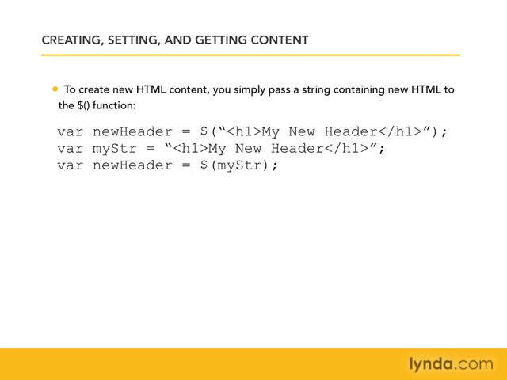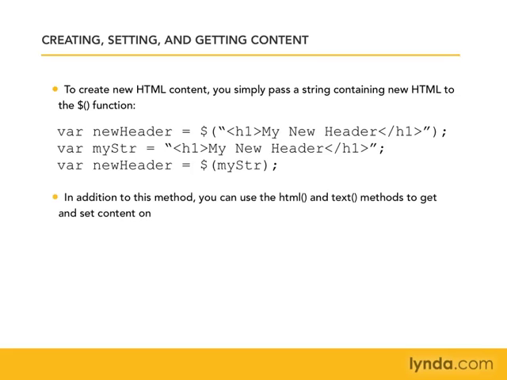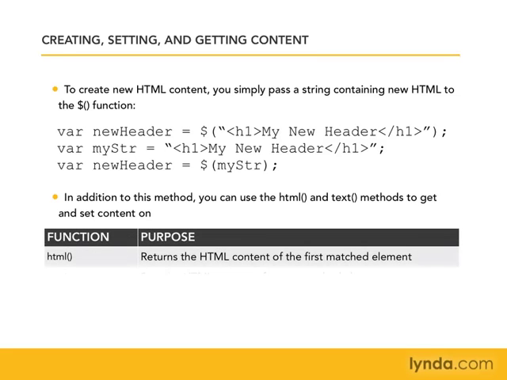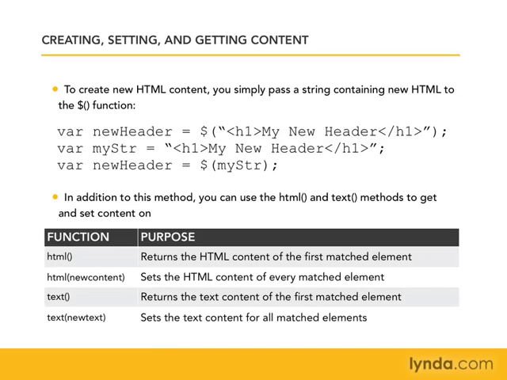In addition to this method, you can use jQuery's HTML and text methods to get and set content on elements. And if you look at the table here, you'll see what these methods do. So the HTML method with no arguments basically returns the current HTML content of the first matched element that comes back from the selector's result set that you're calling this function on. However, if you pass it some content, then that sets the HTML content of every single matched element in that set. Similarly, the text functions work pretty much the same way.